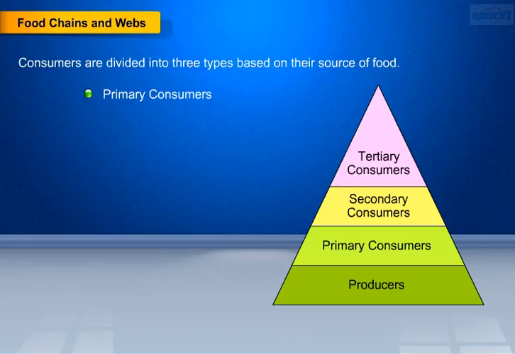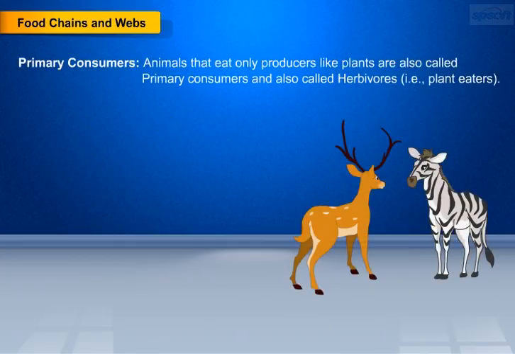Primary consumers, secondary consumers, and tertiary consumers. Let us discuss each one in brief. Primary consumers. Animals that eat only producers like plants are called primary consumers or herbivores. Some of the examples are zebra, deer, goat, cow, elephant, etc.